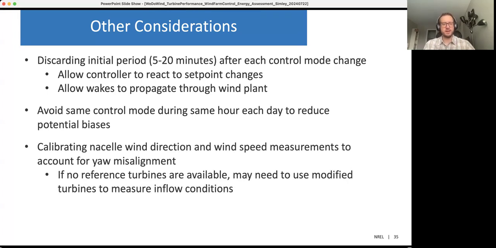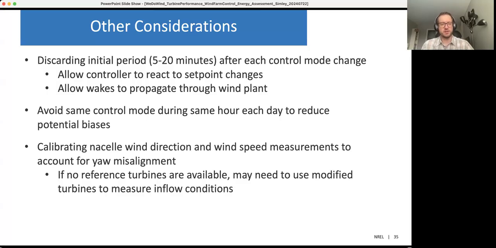And then if we don't have any reference turbines that are unmodified, say all the turbines are active in wind farm control, then we still need to use those turbines to measure the inflow conditions if we don't have met towers or remote sensing instruments available.